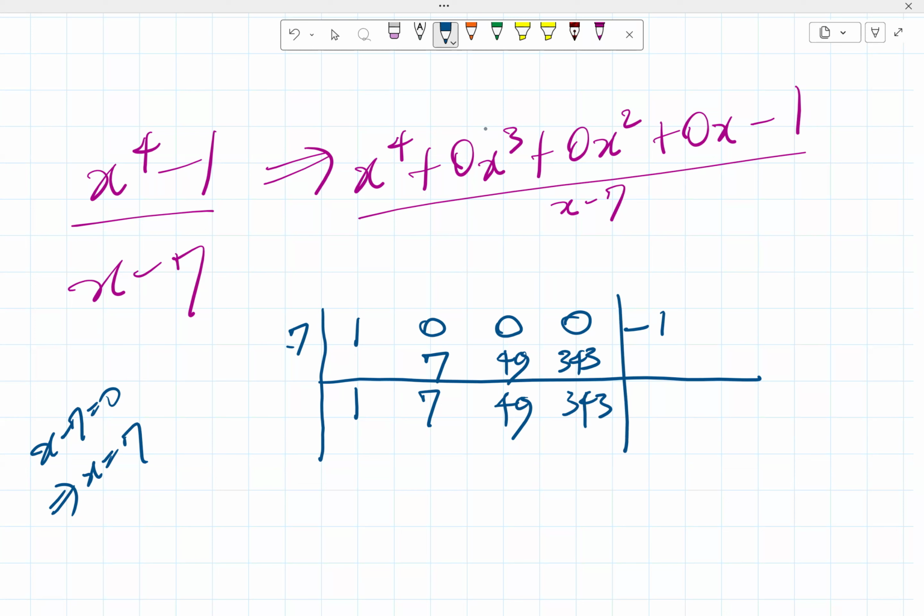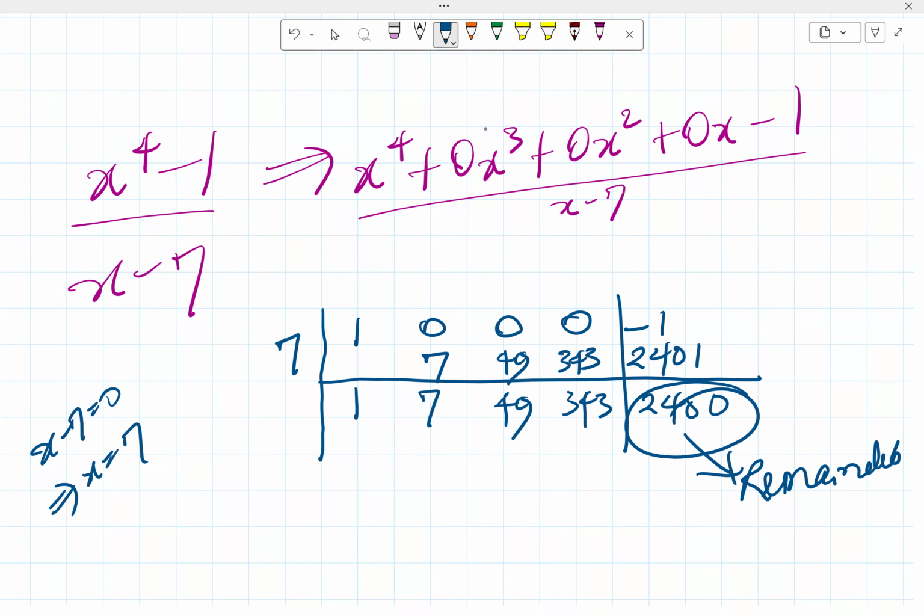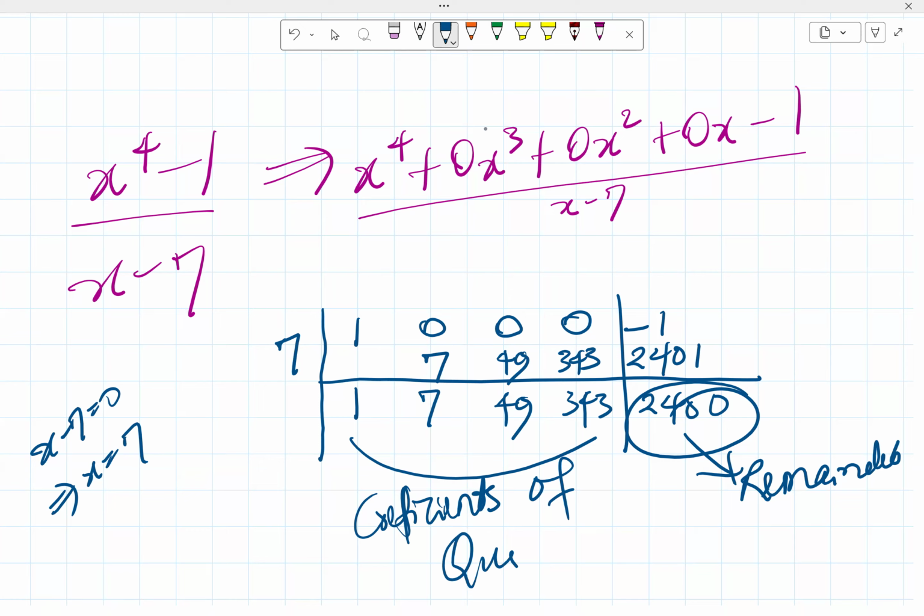In fact, the last one will always give us the remainder. Then now 7 times 343, this is not minus, by the way, so pay attention to that. This is just 7. Okay, 7 times 343 is 2401. That's 49 times 49. So minus 1 plus 2401, that's 2,400. So now this is the remainder. Okay, this is simply the remainder. And then these are the coefficients of quotient.